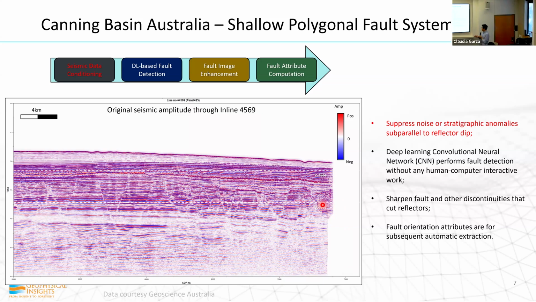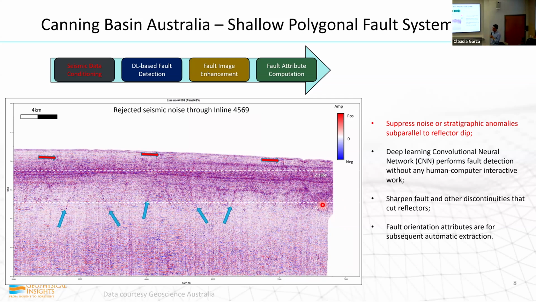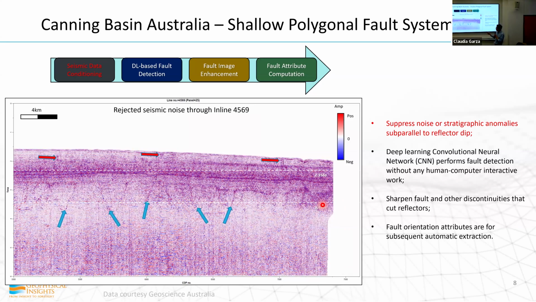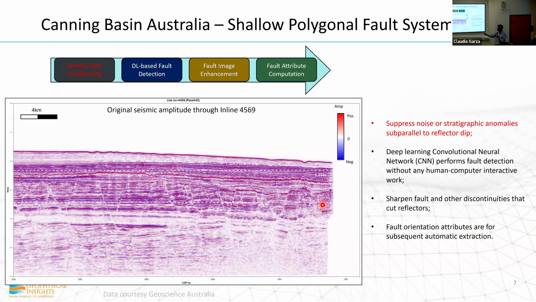So first, let's see the result of the first step, seismic data preconditioning. This image shows the noise rejected by applying the seismic data preconditioning. This is the original seismic amplitude data. This is the rejected noise from that seismic data. Note that the blue arrows on this image show the incoherent noise along those major faults.